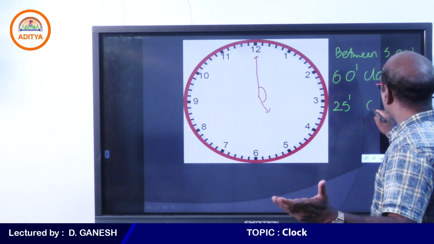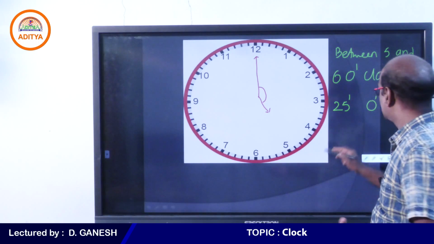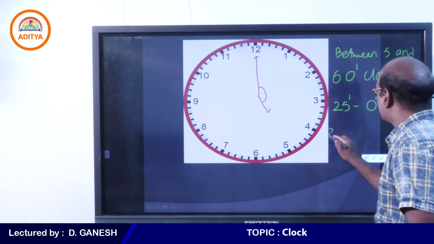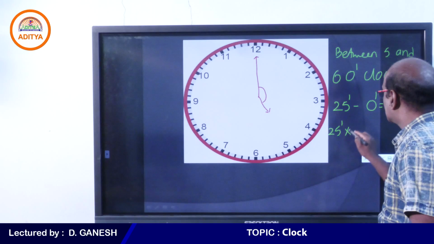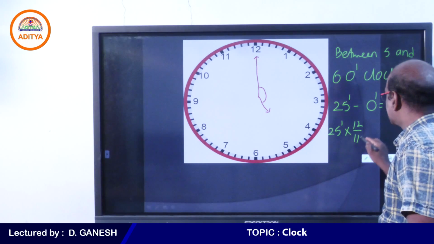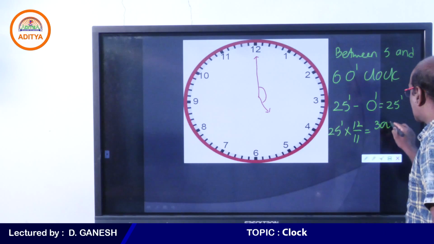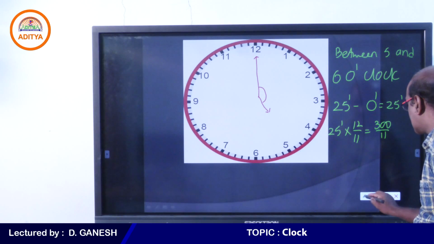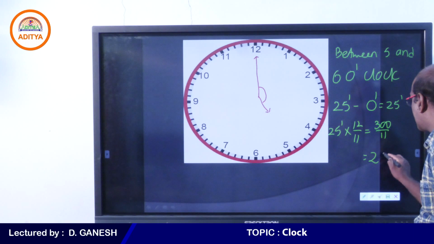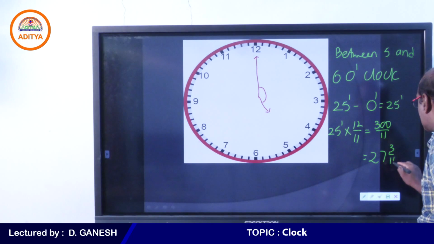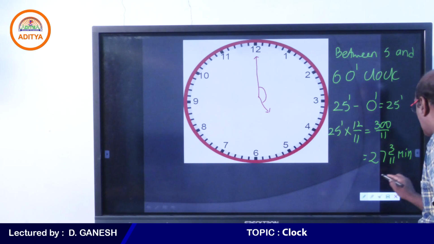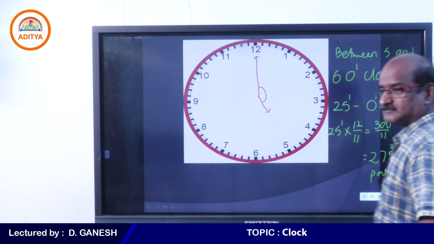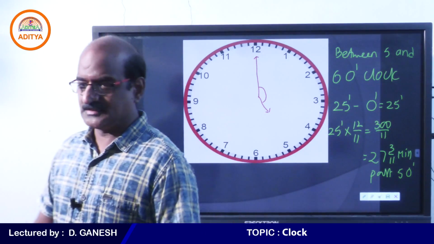But to coincide, the gap should be 0 divisions, which means the minute hand has to move 25 divisions. For every 1 division, it takes 12 by 11 minutes. So for 25 divisions, how many times does it get cancelled? 2 times. 2 fives are 10, 2 sevens are 14... that gives 27 3 by 11 minutes past 5 o'clock. So the coincidence happens at 27 3/11 minutes past 5.